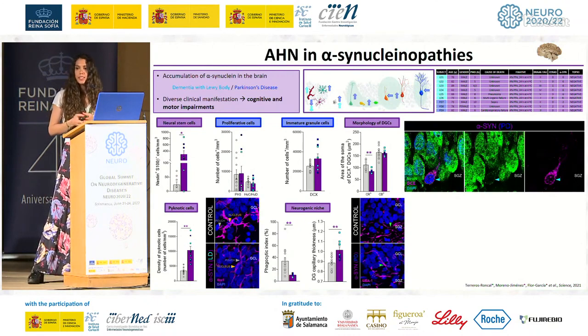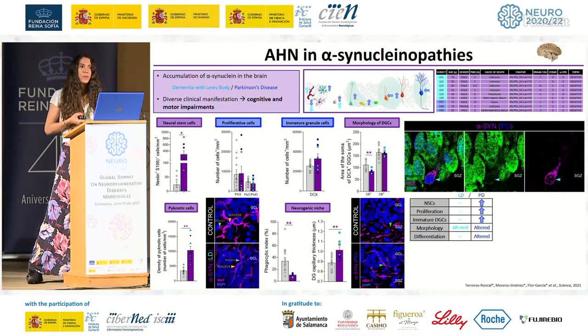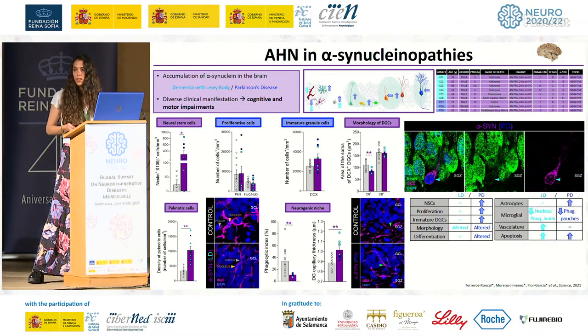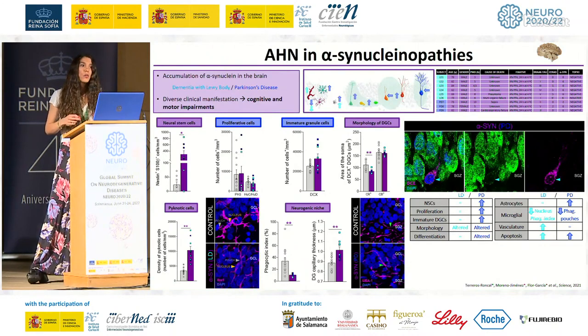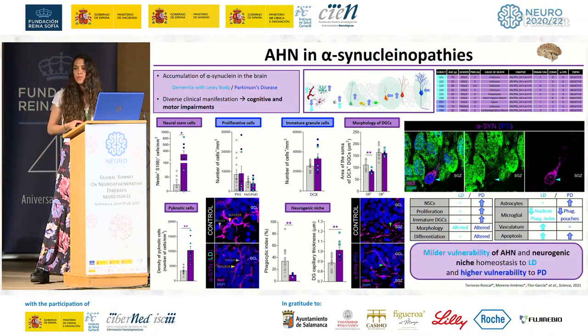So to summarize this slide, we observe that patients with dementia with Lewy bodies present altered morphology of the immature neurons, whereas patients with Parkinson's disease present an increase in neural stem cells, proliferation, and immature dentate granule cells, and the morphology and differentiation of the immature neurons is also altered. In patients with dementia with Lewy bodies, there is an increase in the vasculature and apoptosis, and the microglia is altered, whereas in patients with Parkinson's disease, we can observe an increase in astrocytes, in apoptosis, and also an alteration in the microglial cells. So we observe that adult hippocampal neurogenesis and the neurogenic niche present higher vulnerability to Parkinson's disease than to dementia with Lewy bodies.